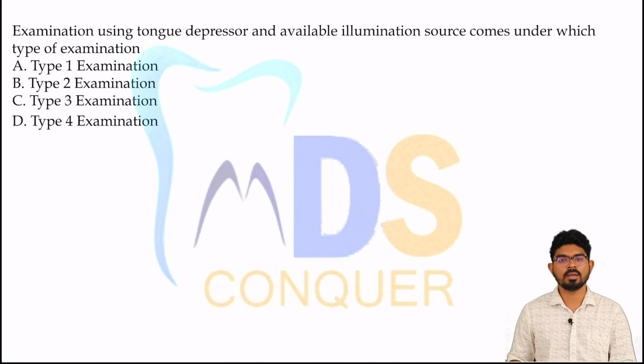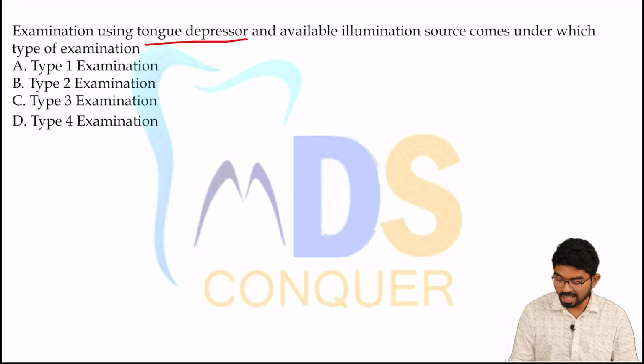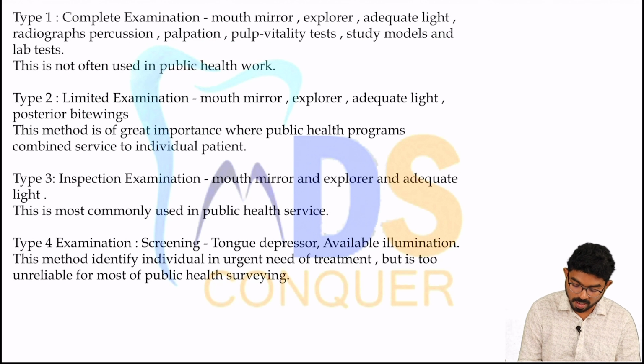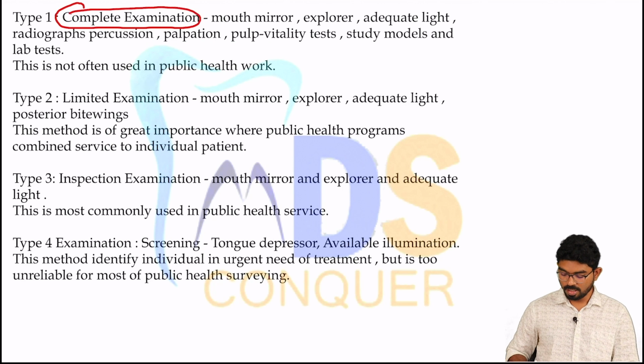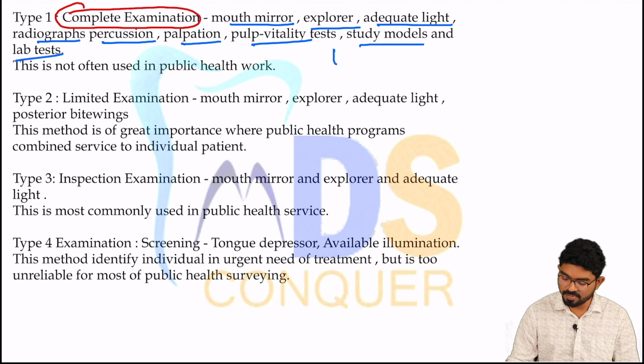The next comes, of course, this is just an extension of the screening we have discussed. Examination using a tongue depressor or available illumination source comes under which type? Simple, the answer is type 4. We are going to discuss all these types. Coming to type 1. Type 1 is called complete examination, where you are going to use a mouth mirror, explorer, light, radiographs, percussion, palpation test, pulp vitality, study model, lab test, everything. You use everything.